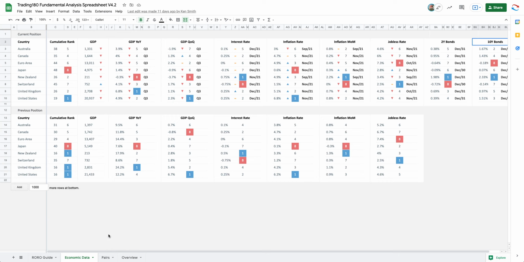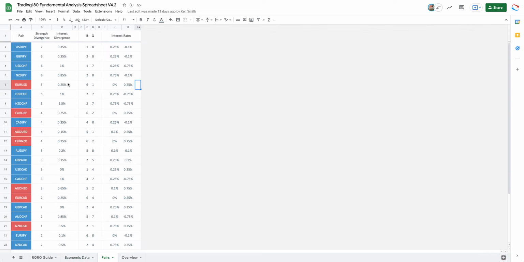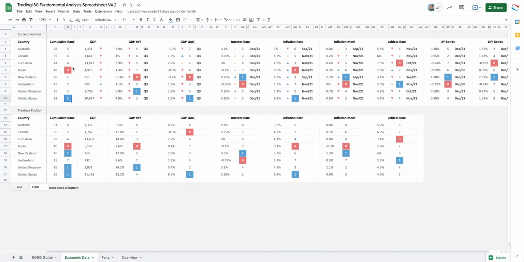Moving on to the pairs. If we understand now that we want to be trading 1 versus 8, for example, that would be the biggest divergence, then what we have is a pairs tab. What this does is it simplifies finding the biggest divergences just from a numbers perspective, and what we understand from the economic data tab.